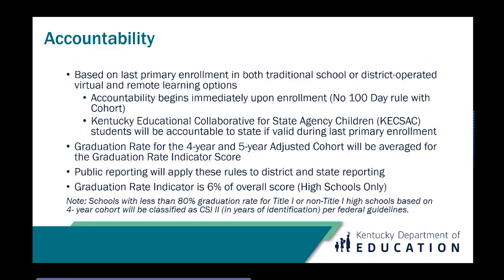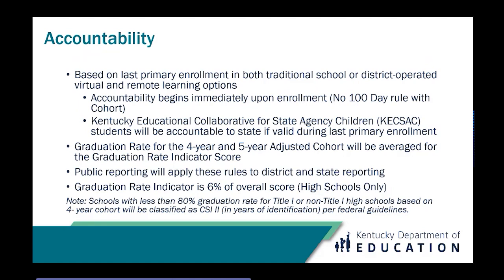Kentucky Educational Collaborative for State Agency Children's students will be accountable to the state if their license was valid during their last primary enrollment. The graduation rate for the 4-year and 5-year adjusted cohort will be averaged for the graduation rate indicator. Public reporting will apply these rules to district and state reporting. If you are a high school, the graduation rate is 6% of your overall score.